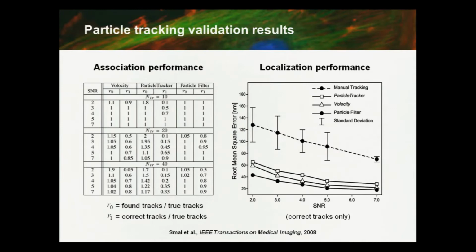Well, we did a comparison. This is already a couple of years ago. For our method, called a particle filtering method, we compared it with both a commercial tracker, Velocity, and an open source particle tracking algorithm called Particle Tracker. And both in terms of the root mean square error in localizing points, we were able to do a better job, and also in making the right associations for different densities, 10, 20, 40 particles that we wanted to follow. So this worked quite well.